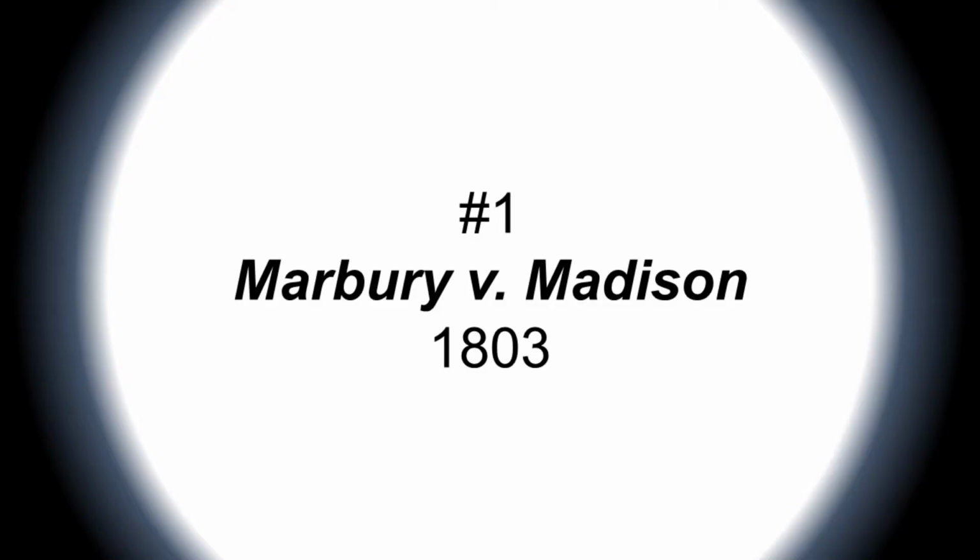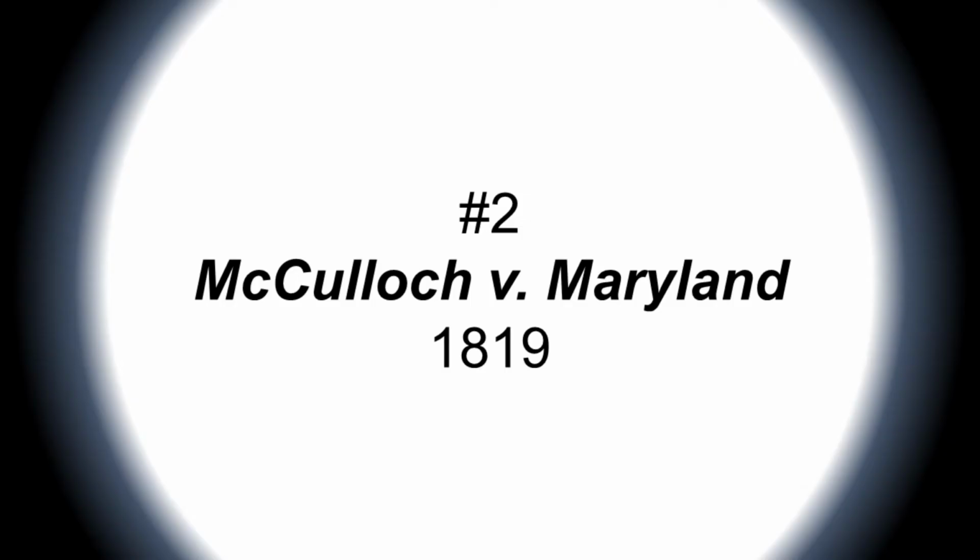Case number 1, Marbury v. Madison, 1803. In this case, judicial review was established, essentially giving purpose to the Supreme Court, allowing them to declare laws unconstitutional.